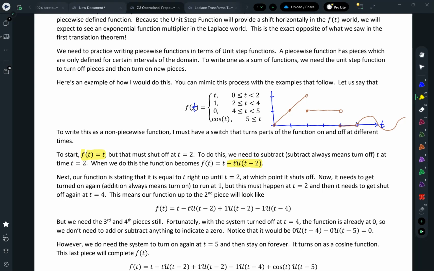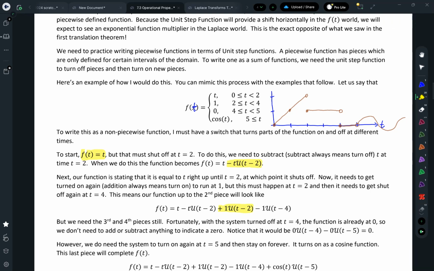Okay, so our function is stating that it is equal to t right up until t equals 2. So that's what we have written so far. Now it needs to get turned on again. Addition always means turning on. And when it turns on, it's got to turn on as the function 1. But this has to happen at t equals 2, and then it needs to get shut off again at t equals 4. So our function is going to have a plus 1 times u of t minus 2.